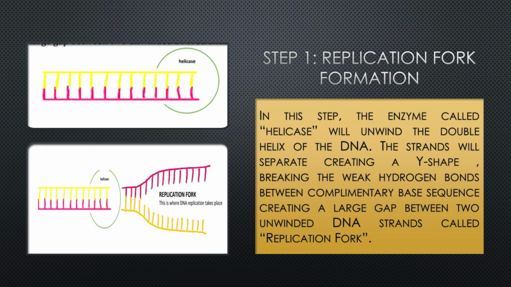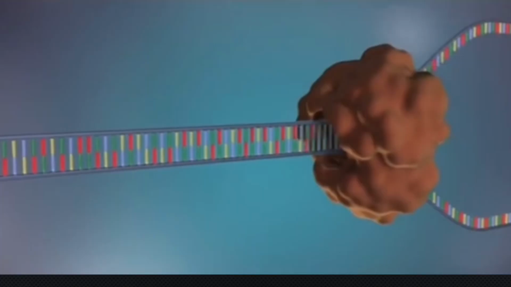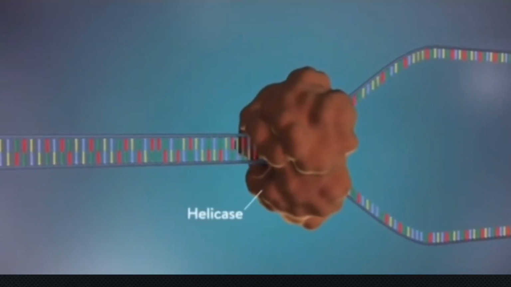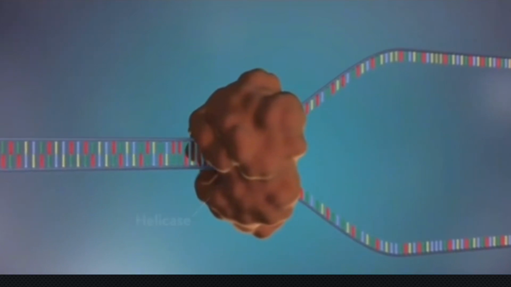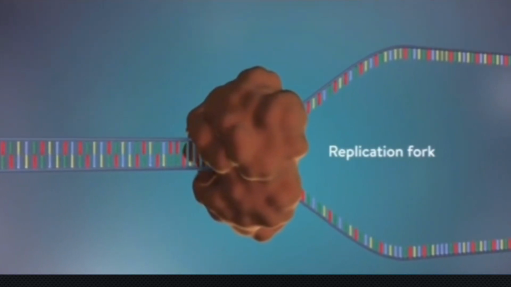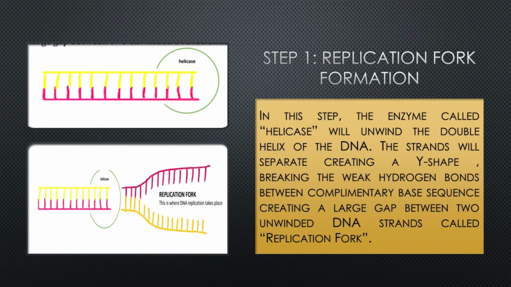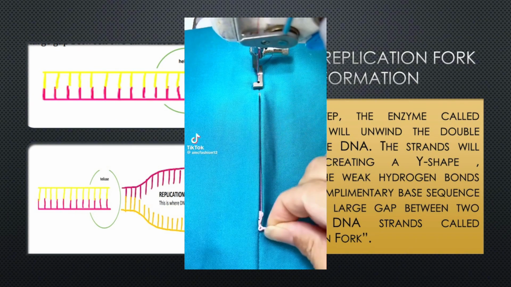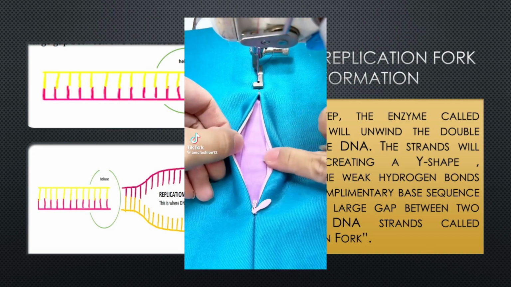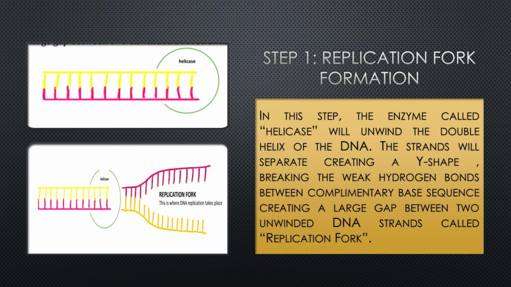To begin with, we have the replication fork formation. This is the start of the replication, wherein an enzyme called helicase will unwind and separate the double-stranded DNA by breaking the hydrogen bonds between the nitrogenous bases. This creates a structure called the replication fork, where replication will actively occur. For a better understanding of this process, class, imagine a zipper being unzipped. Just like a zipper pulls apart the two sides of fabric, helicase also separates the two strands of DNA to allow the replication machinery to access the template strands. That is replication fork formation.